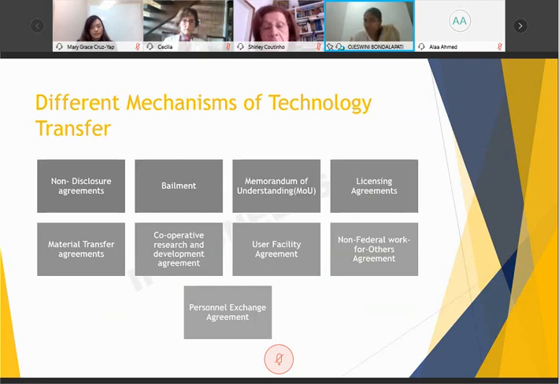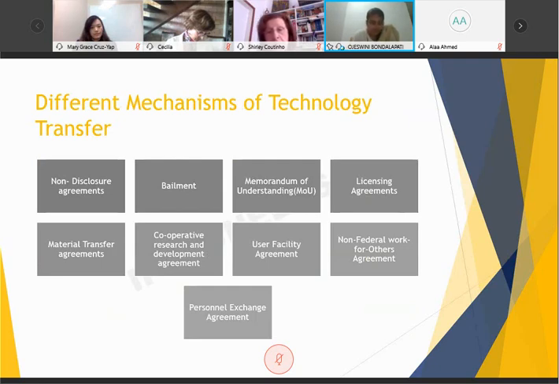A memorandum of understanding is a non-binding agreement. It establishes the ground rules for the interaction between the two organizations and the manner in which it should be performed in future. And licensing agreements can be exclusive or non-exclusive, and again sub-licensing agreements. That's the general technology transfer mechanism which is followed everywhere. And material transfer agreements involve all the physical apparatus.